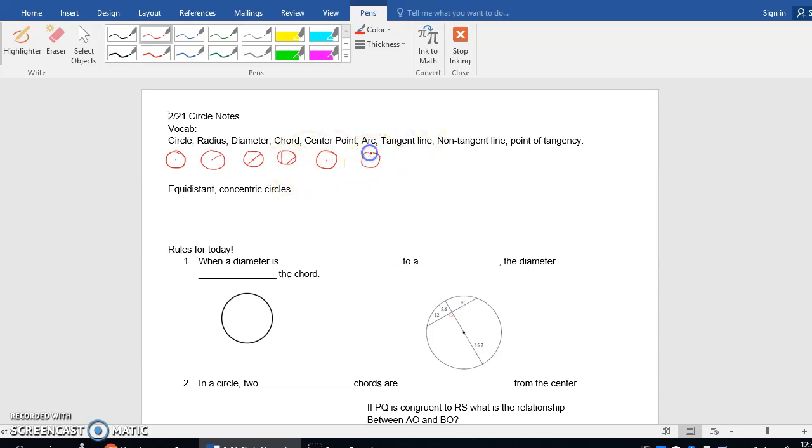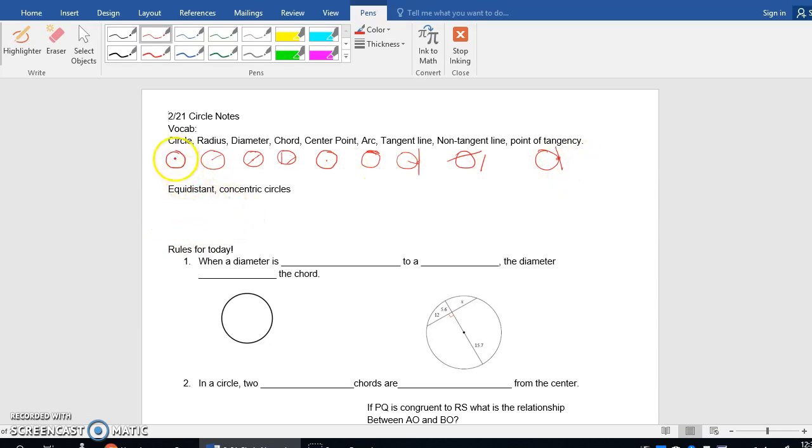We've got an arc, which is just a portion of a circle. A tangent line, oops, that was a pretty bad one. A tangent line intersects with the circle only once. And it's also perpendicular to the radius or diameter. A non-tangent line is any other line. And then the point of tangency is where that tangent intersects with the circle.